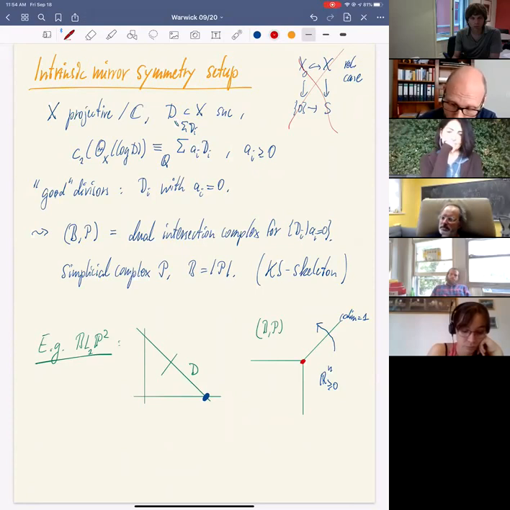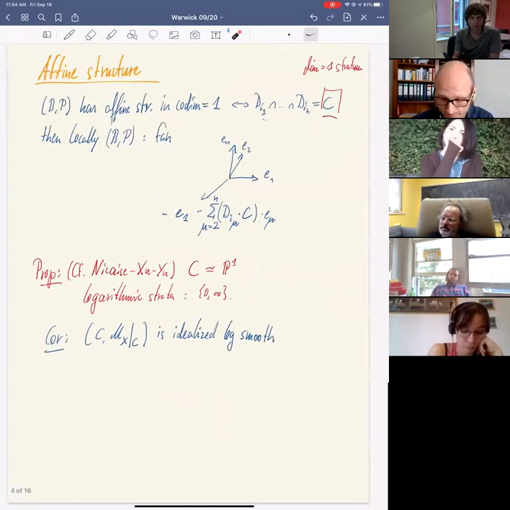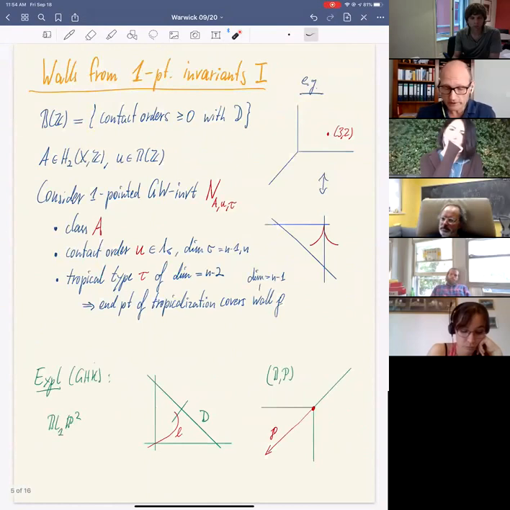Okay, so this is the setup. And then we are ready to define walls very easily. If you buy what Dan told about punctured invariance, it goes as follows.